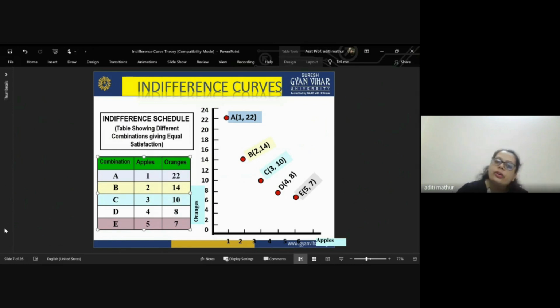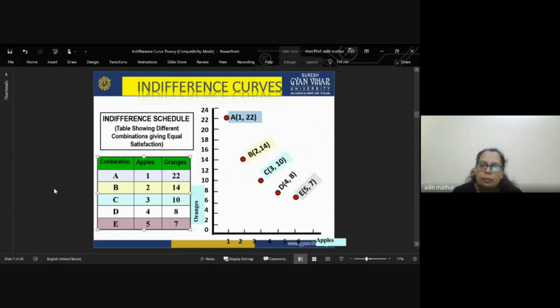So I am in the market, in front of a fruit seller, and he has apples and oranges, and has these different combos, right? And these different combos are the points which give me the same level of satisfaction, right? If I buy A or if I buy E, I'm getting the same level of satisfaction, and that is how I have combined my products.